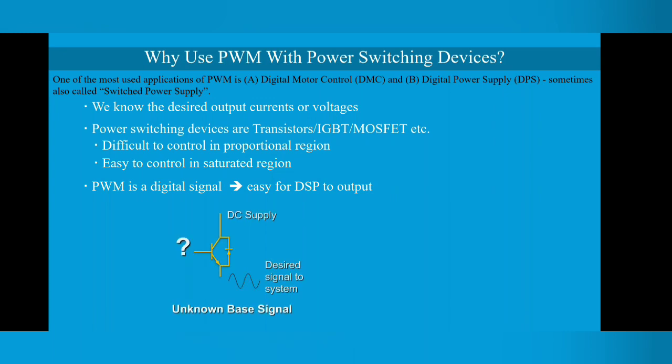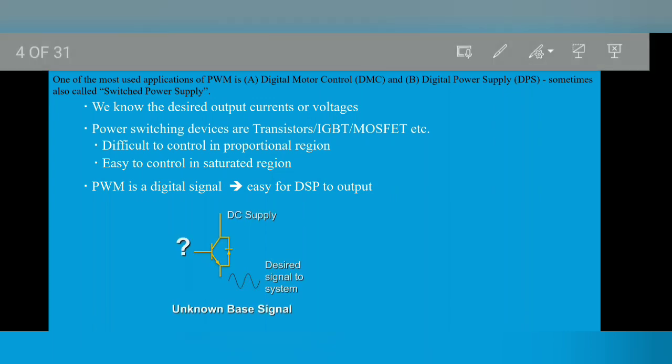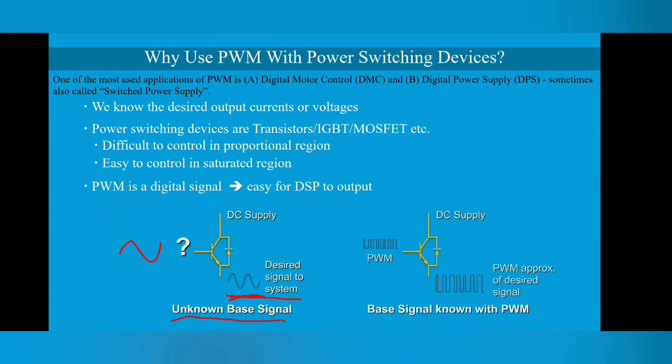So now we will take an example. We want to generate the desired signal. This is our desired signal, but for this we don't know what the base will be. So with the help of the pulse width modulation scheme, we are getting approximately your desired signal. So for this, we have the PWM approximation of the desired signal and your input signals.